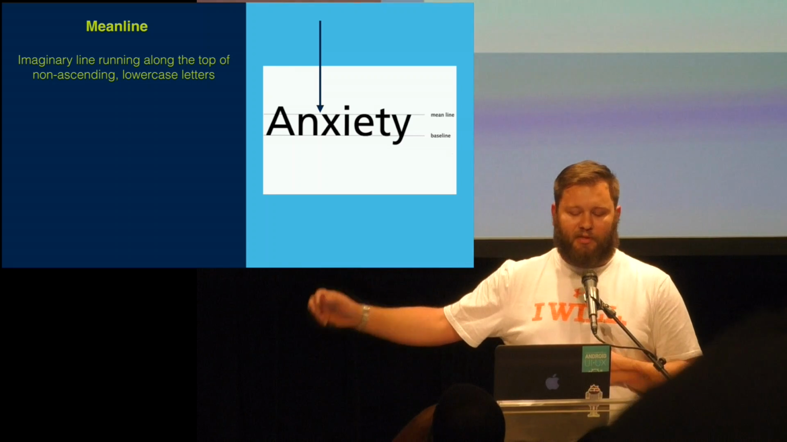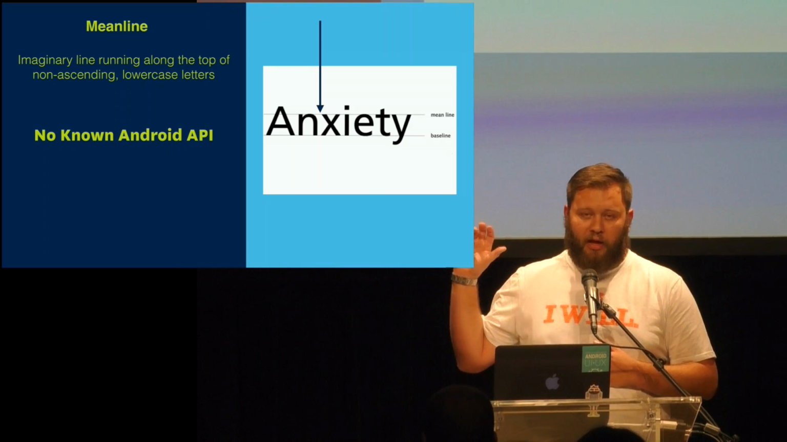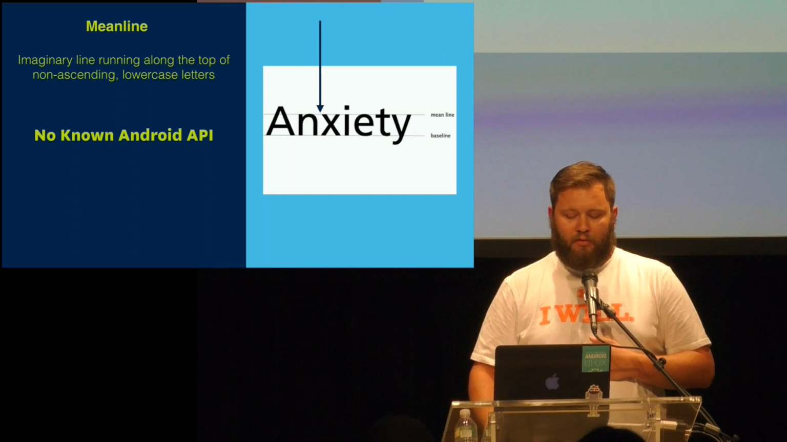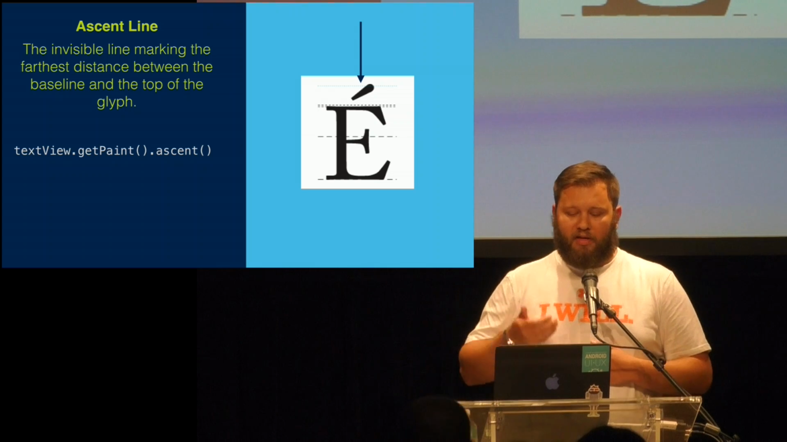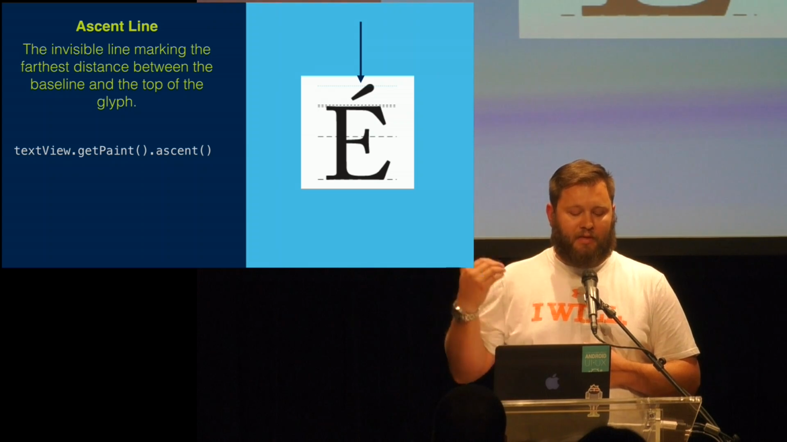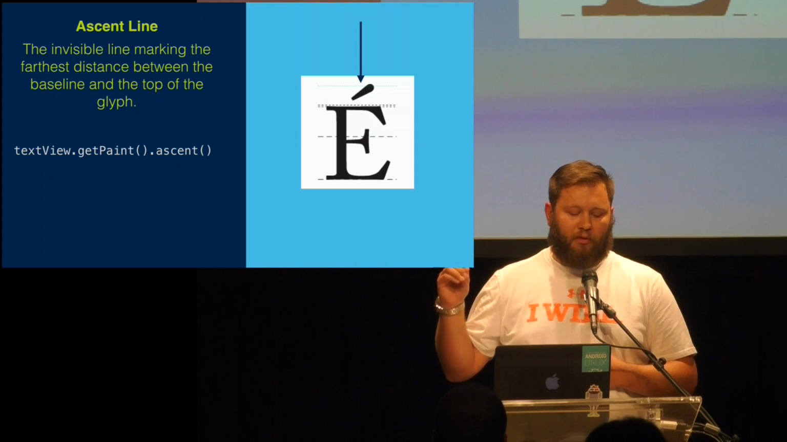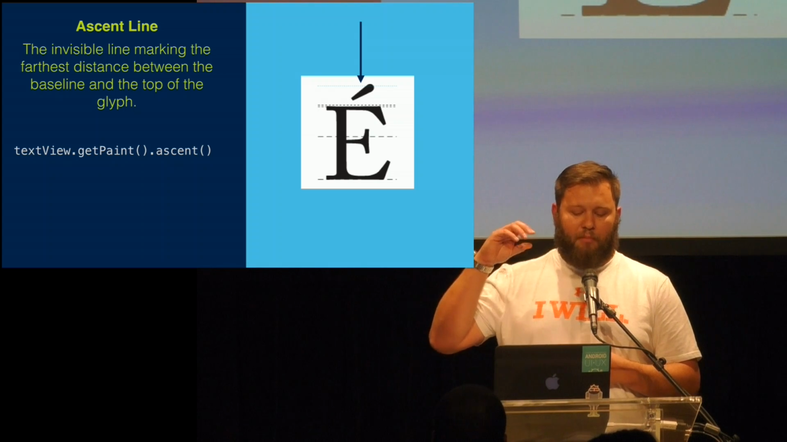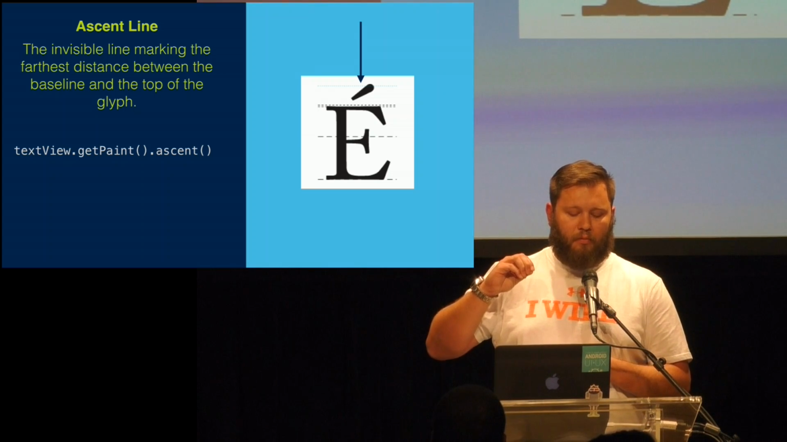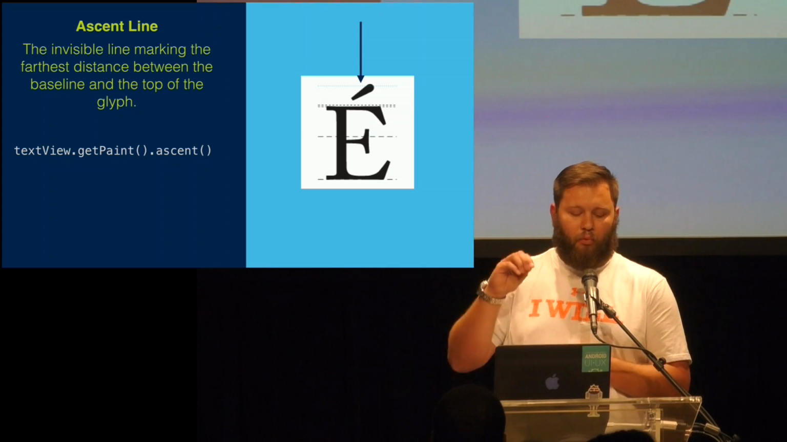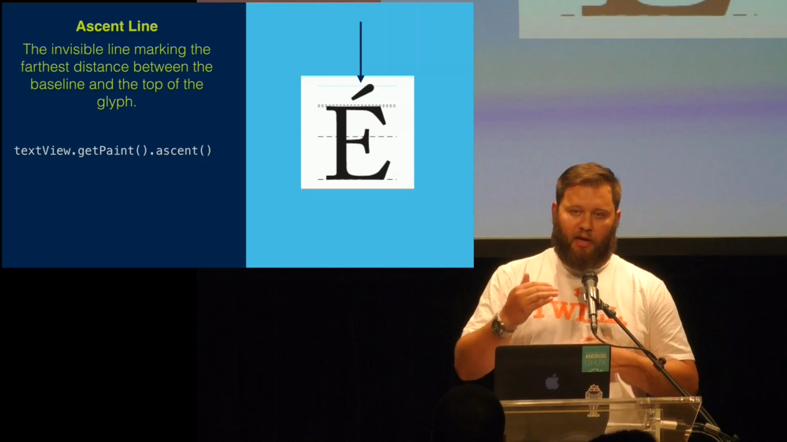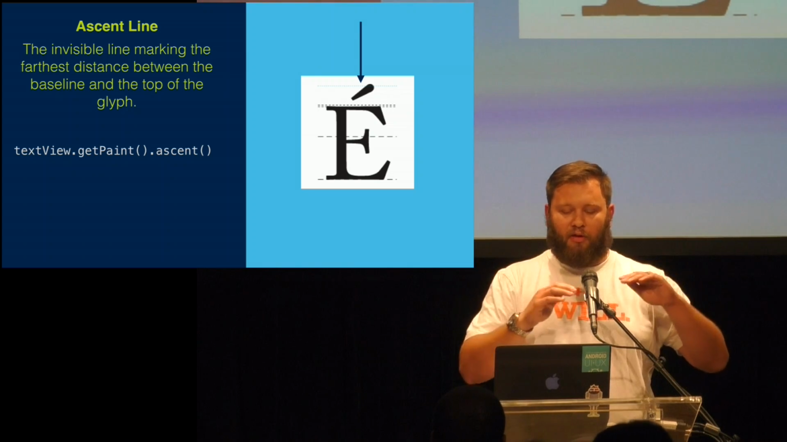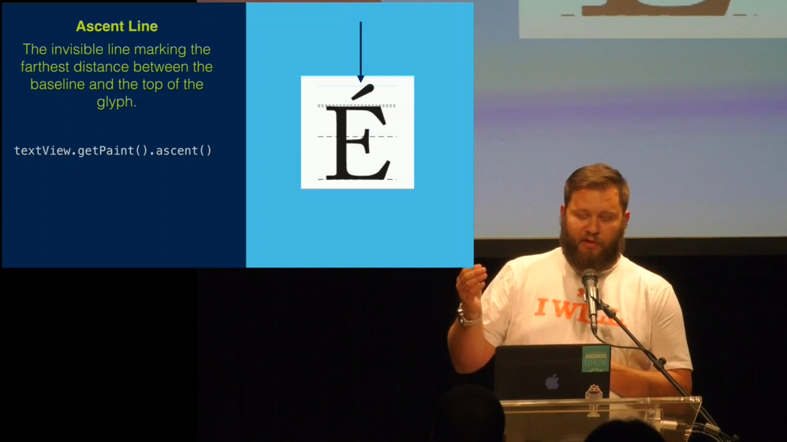This basically sets us up for some of the other things we're going to talk about, but there is no known Android API for getting the mean line for a piece of text. But this helps us when we understand what an ascender is. So in this case, the Ascent Line is the invisible line marking the furthest distance between the baseline and the top of a glyph. A glyph is basically every portion of text or portion of an image that needs to be put together to make a character in a Latin language. Technically, in Android, a glyph is for all languages, but it's supposed to be for only Latin.